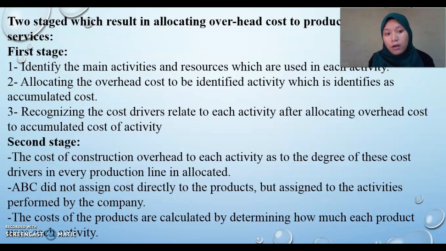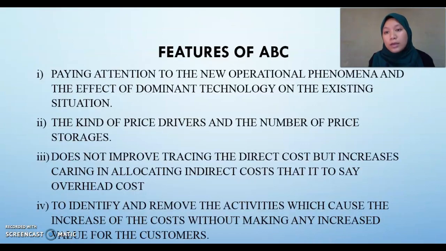Second stage, the cost of overhead is allocated to each activity according to the degree of this cost driver in every production line. ABC does not assign cost directly to the product but assigns it to the activity performed by the company. The cost of the product is collected by determining how much each product uses each activity.